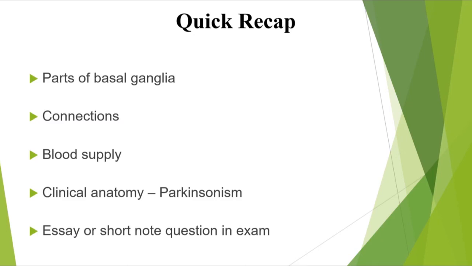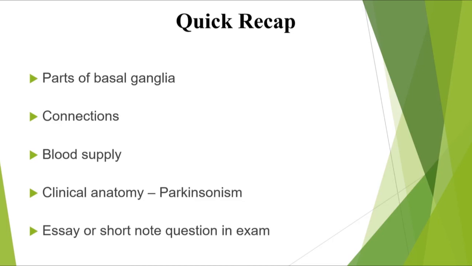Blood supply is by the lenticulostriate branches of the anterior and middle cerebral arteries. Clinical anatomy: we know about 4 conditions: Parkinsonism, chorea, athetosis and ballismus. So that is entirely about the anatomy of basal ganglia. It's a very important question in neuroanatomy.